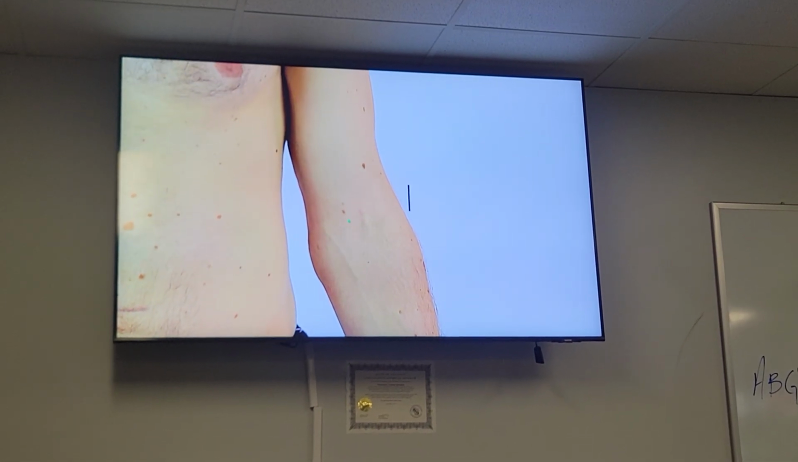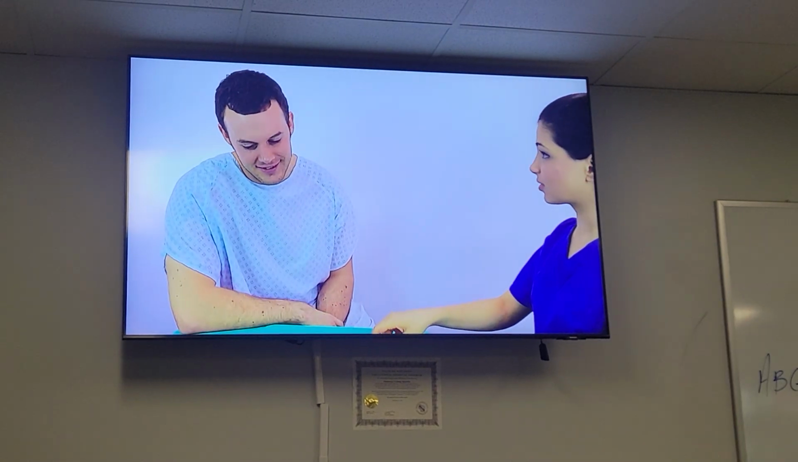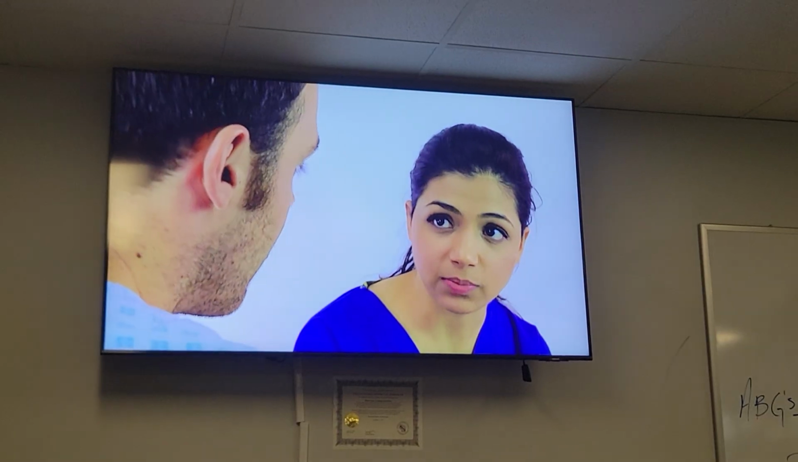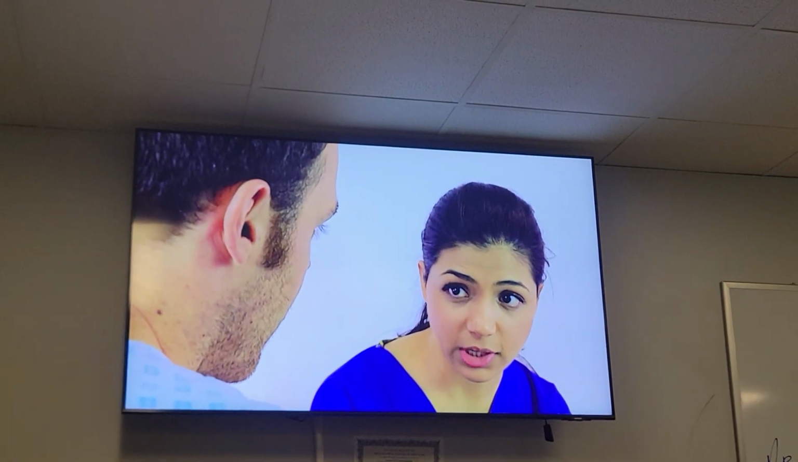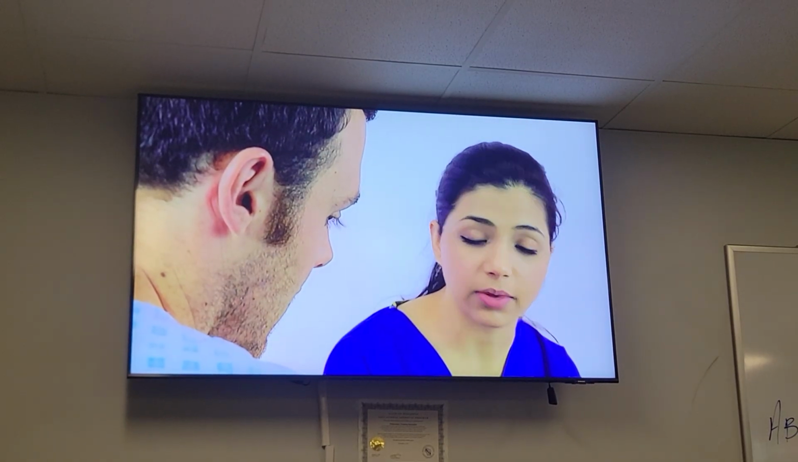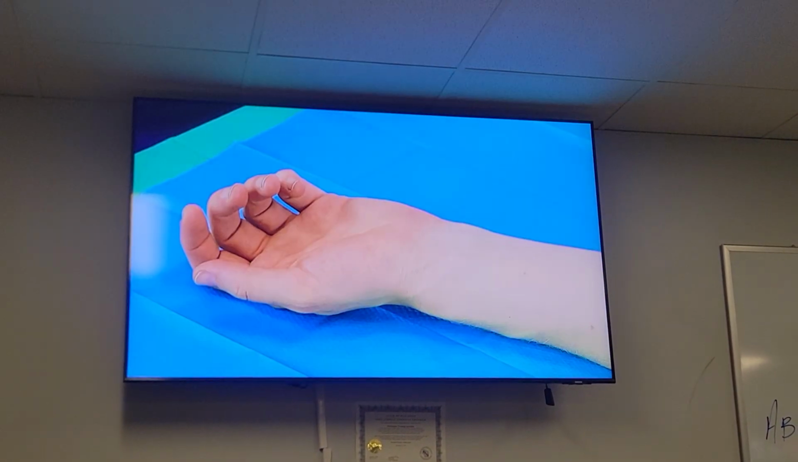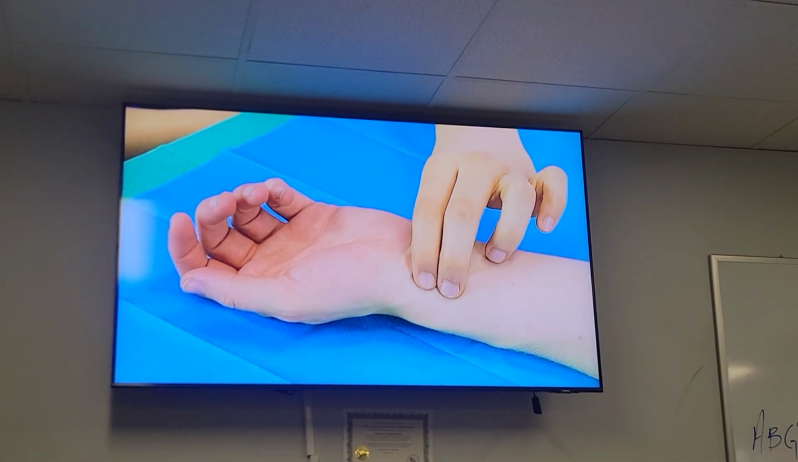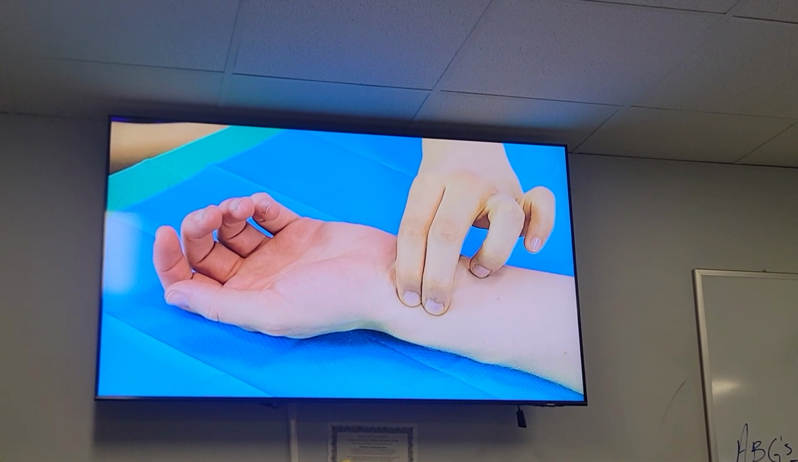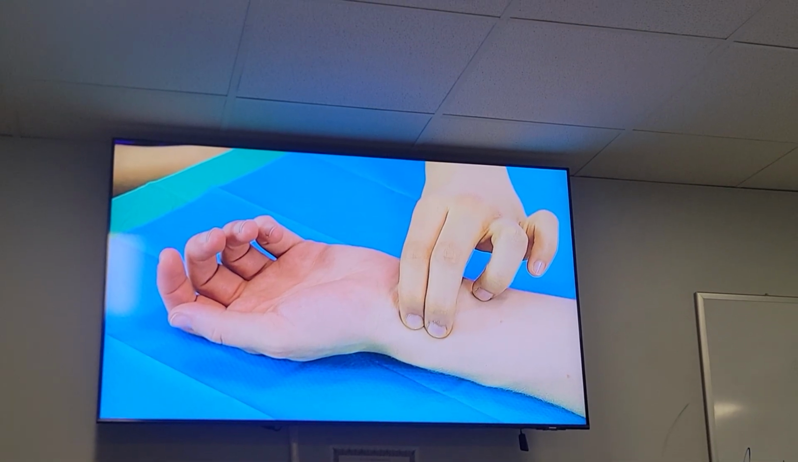As with all procedures, we start by introducing ourselves, then checking the patient's identity, explaining the procedure, and obtaining their consent. Having ensured that there are no contraindications to performing a puncture at the site of the radial artery, we then need to palpate the artery to ensure that there's a good pulsation. We will use this pulsation to help guide the insertion of the needle.